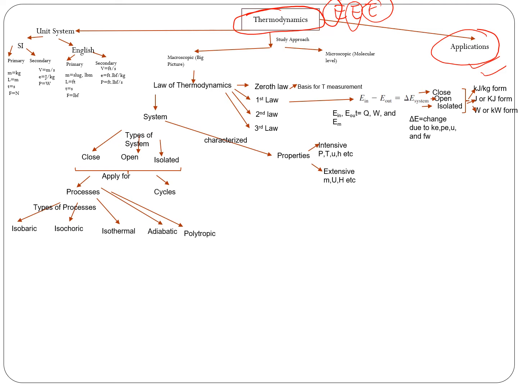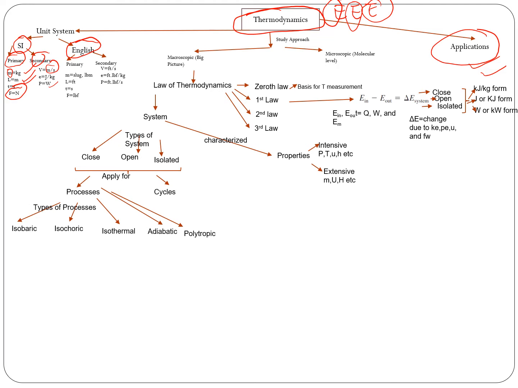When you do the numerical problems in thermodynamics, you could solve the problem using SI unit, or you could use English unit or US customary unit. In SI unit, the primary variables are mass in kg, length in meter, and time in second, and you get force in Newton. There are many secondary variables as well, like velocity in meter per second, specific energy in joule per kg, power in watt. These are some of the important variables.